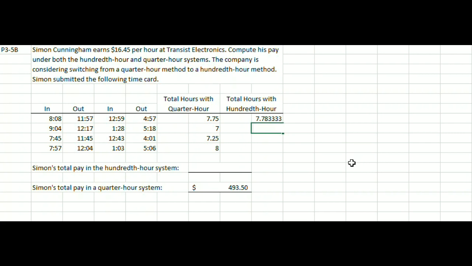On the second day, we will have 17 plus 18 over 60 for 5:18 p.m. minus 13 plus 28 over 60 for 1:28 p.m. plus 12 plus 17 divided by 60 for 12:17 p.m. minus 9 plus 4 over 60 for 9:04 a.m., for total number of hours for the day of 7.05.